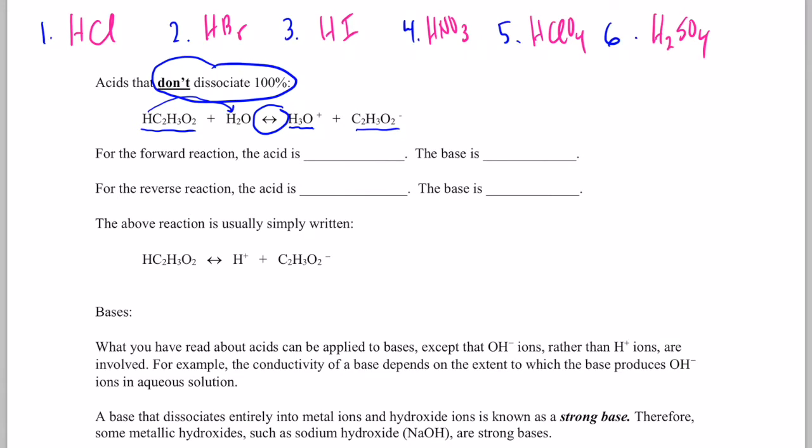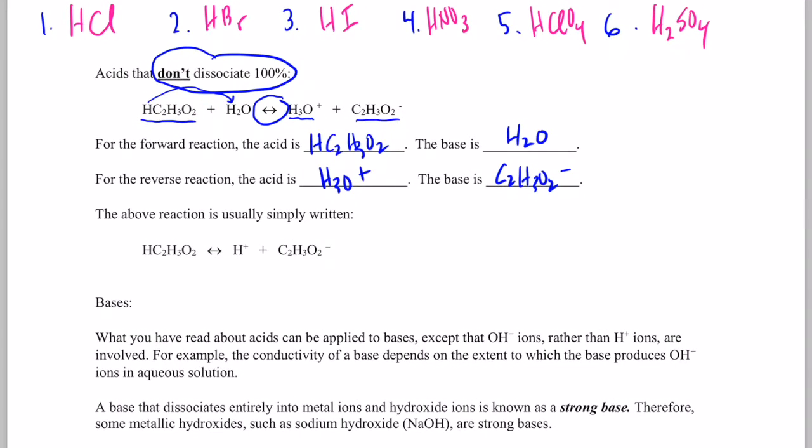So at any rate, in the forward reaction, you noticed that acetic acid, HC2H3O2, donated a proton, so it's an acid, and the water, H2O, accepted that proton, so it's my base. Now if I go backwards, the hydronium ion, H3O plus, donated the proton to the acetate ion. So the hydronium ion was the acid in the backwards reaction, and the acetate ion was the base.